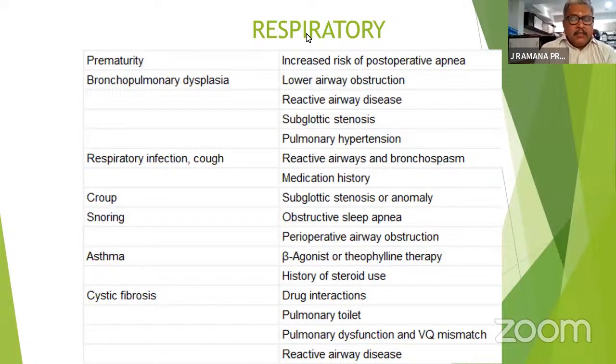History of prematurity: there is increased risk of apneic spells in the postoperative period in case of premature. Bronchopulmonary dysplasia, you should suspect pulmonary hypertension. If there is history of a running nose, cough, there is a possibility of bronchospasm. If the newborn is having croup, you should suspect subglottic stenosis. If there is snoring, you should suspect obstructive sleep apnea. History of asthma, you should elicit theophylline therapy, beta agonist therapy, history of steroid use. If there is already a diagnosis of cystic fibrosis, you should think of the pulmonary dysfunction and VQ mismatch.